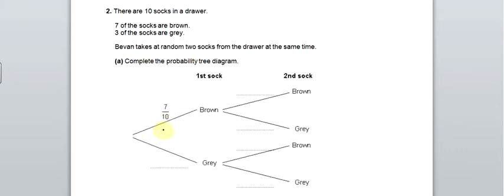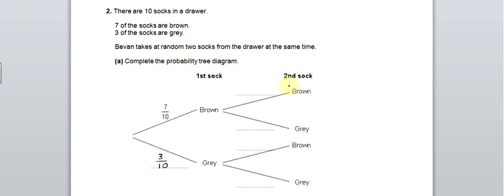Complete the tree diagram. Well, at least we can do that. This is at least a bit more interesting than this implausible situation. So here we've got 7 out of 10, which means that it must be 3 out of 10, which just begs the question where the other grey and brown sock have gone. Maybe left them somewhere.